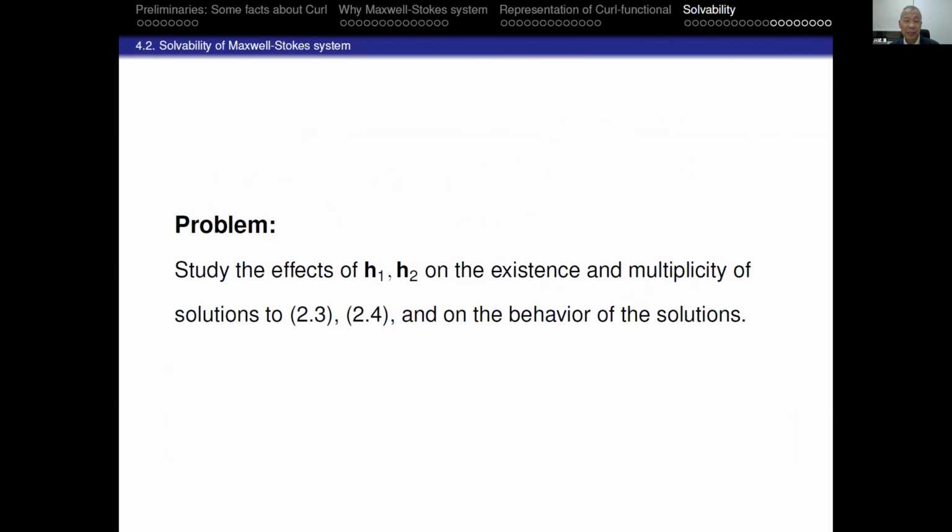Okay, now we are still working on the problem of how to get more information about the topological effect from H1 and H2, and to the elliptic equations and to the time-dependent problems. And this is still quite interesting and not finished yet.